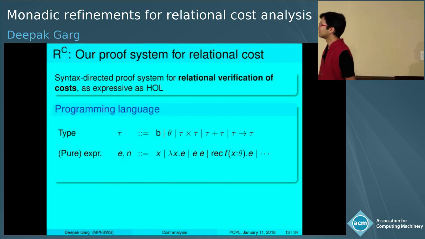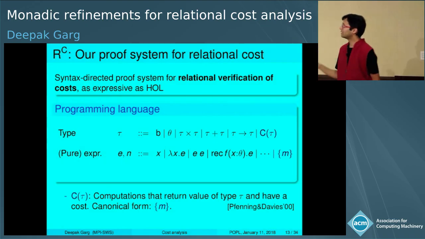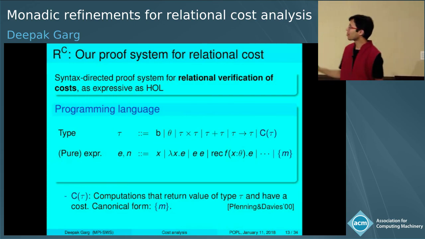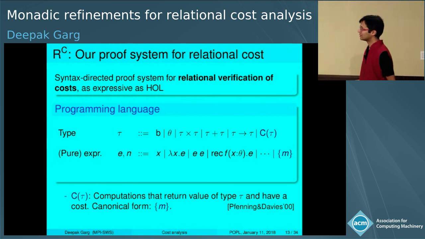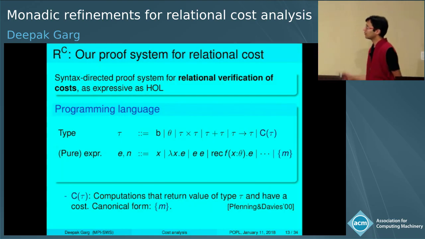And the way I will do this is by extending the types with a new type which is written C tau. And C tau you should read as a cost monad on tau. So this is really a monad in the language. What this represents or ascribes are computations that eventually return something of type tau, but can have a cost on the side. Okay? And at the level of the expressions, I am going to introduce the monadic constructs in the style of Pfenning and Davies. So this is what is called the judgmental style.